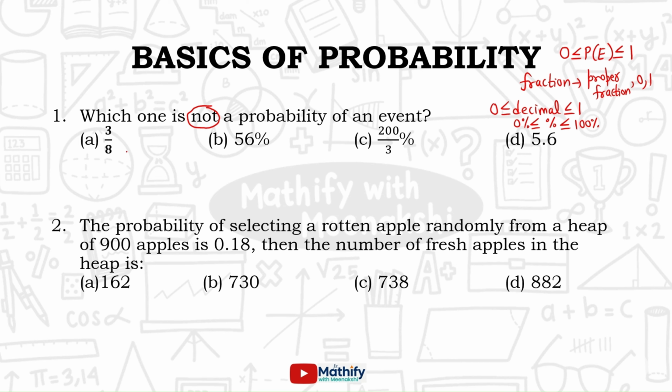3 by 8, it's a fraction, so it's a proper fraction. That means it is correct. 56% percentage is allowed till 100, so that is also correct. 200 by 3 percentage, again it's a percentage, and when you solve this you will get somewhere around 66.67. So again that is also correct. Here it's 5.6. In decimal we can only take till 1, so this is the answer. It's not a probability of an event.